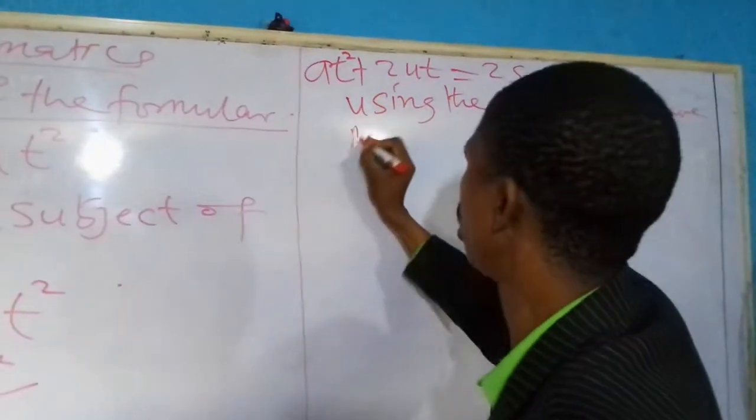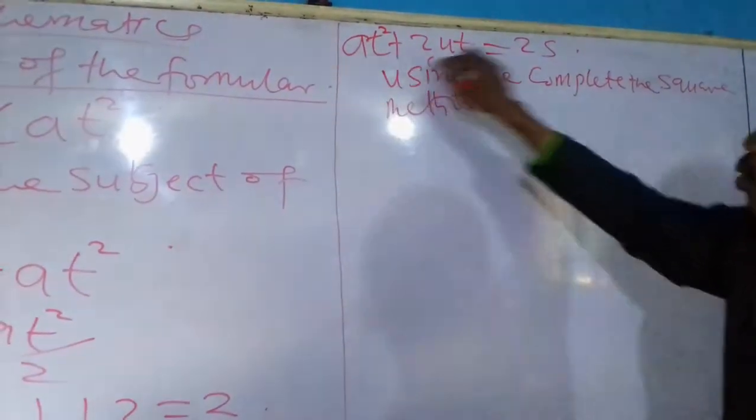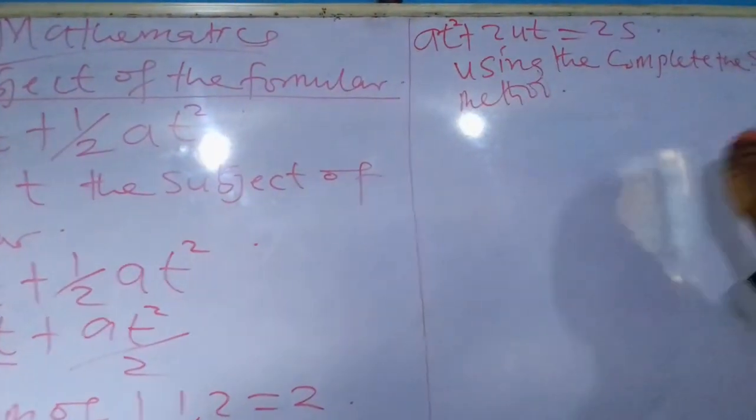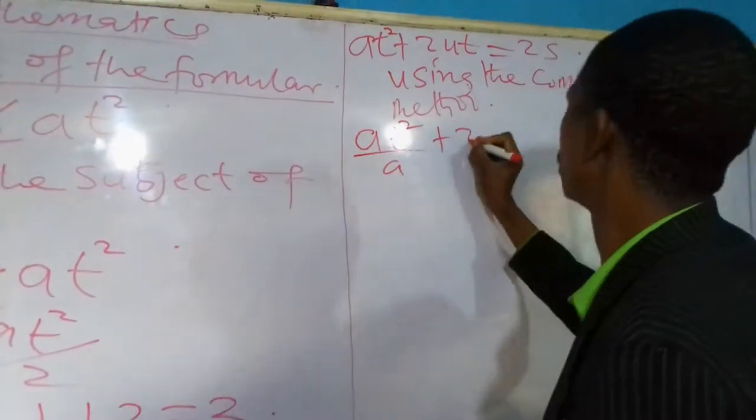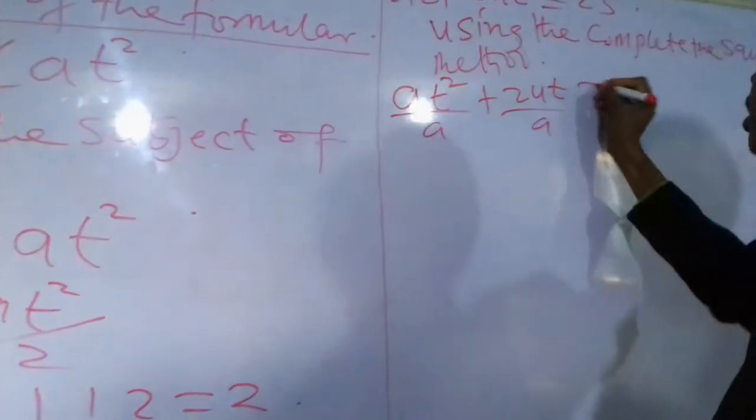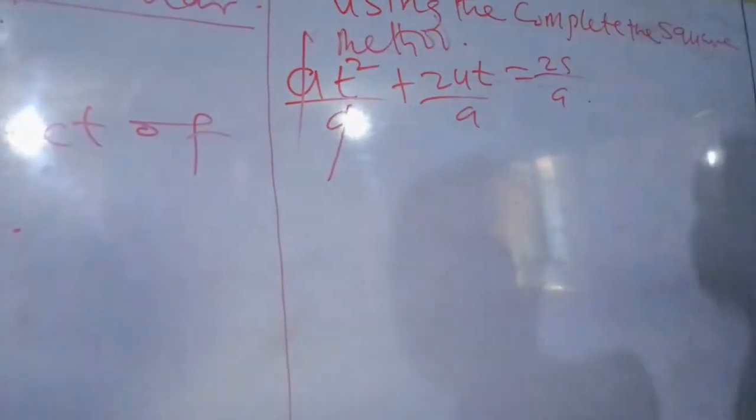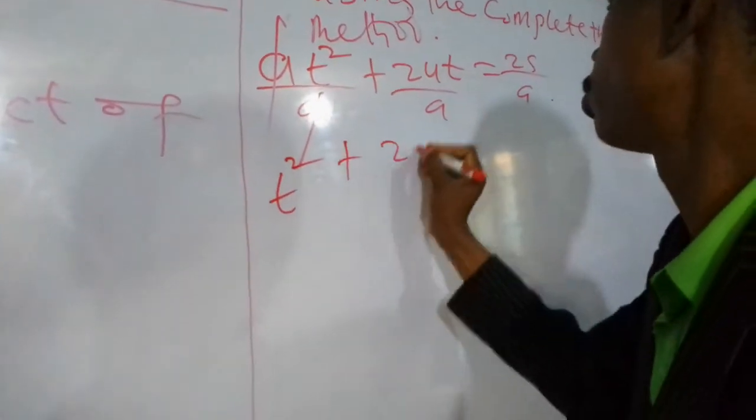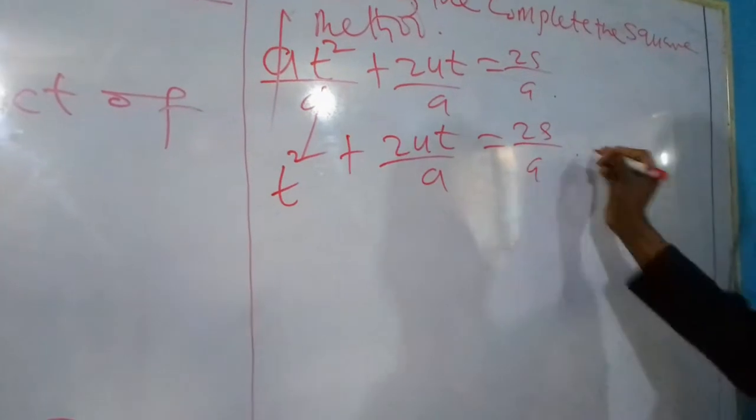Complete the square method. The first thing we have to do is to divide through by the coefficient of t squared. The coefficient of t squared is a. That is a t squared all over a plus 2ut over a is equals to 2s over a. This a we cancel this a. Then we now have t squared plus 2ut all over a is equals to 2s over a.